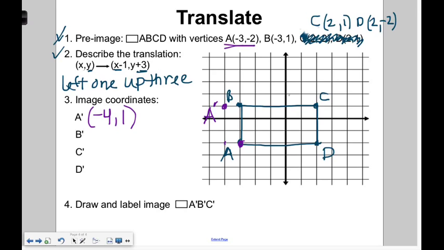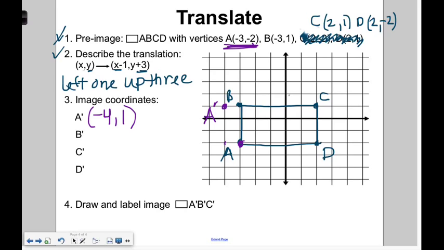Now if I just compare ordered pairs, negative 3 minus 1 is negative 4. Negative 2 plus 3 is 1. So if I did ordered pairs, I could have done this. Negative 3 minus 1 is negative 4. Excuse me, negative 2 plus 3 is 1. And that gives me my new ordered pair. Or we could use the coordinate plane to get that.